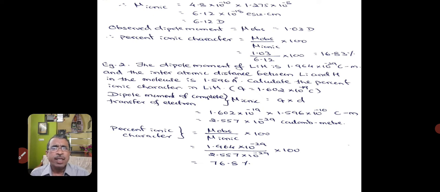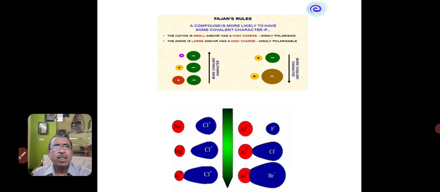Percent ionic character is equal to the observed dipole moment divided by the ionic dipole moment, into 100. That is equal to 1.964 into 10 raised to minus 29 divided by 2.557 into 10 raised to minus 29, into 100. That gives 76.8%. Students, this is how you have to calculate the percent ionic character in these molecules.